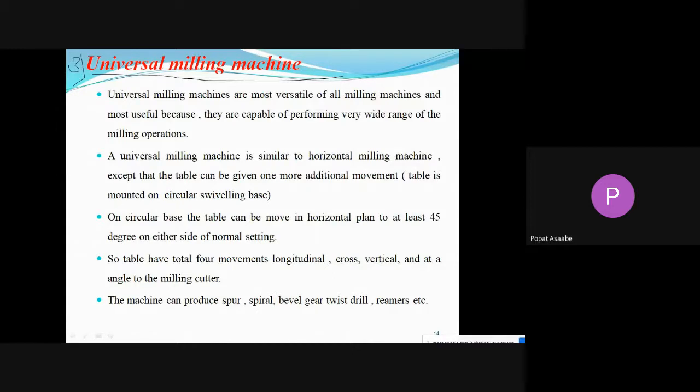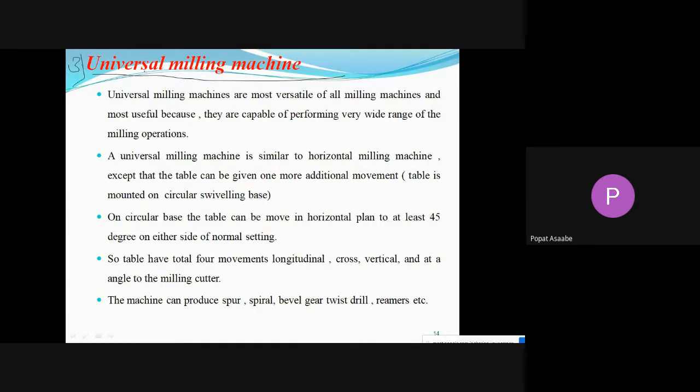This machine is called universal milling because it will carry out most of the operations, whatever operations are not performed by the horizontal and vertical milling machines. All types of milling operations, or most milling operations, we can easily perform on this machine, so it is called the universal milling machine. Then what is the difference between the universal milling machine and the horizontal and vertical milling machines?